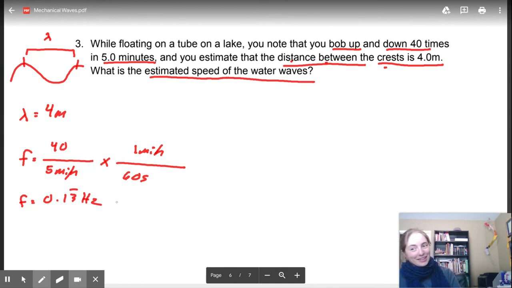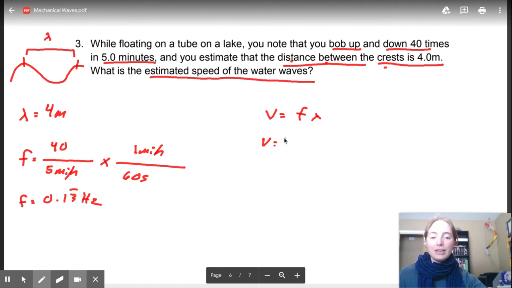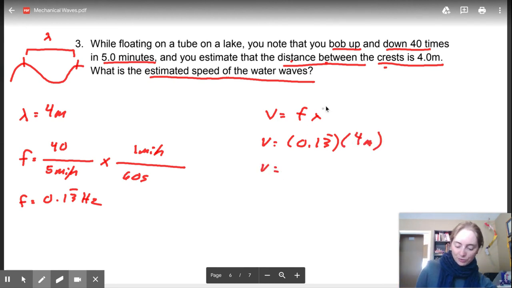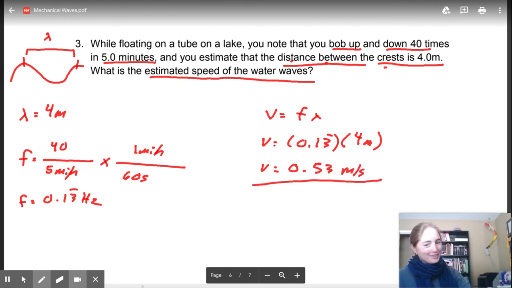Sounds good? Good. Well, I've given you the wavelength. We've now calculated the frequency. Well, what's the estimated speed of the water waves? We can use our universal wave equation. So the speed is equal to the frequency, using all numbers from your calculator, multiplied by the wavelength, which I gave you in the question. And once you multiply that together, you get 0.53 repeating. Give it correct sig digs and units. And there you go. Sounds good?